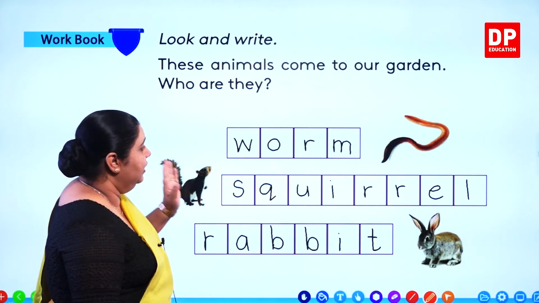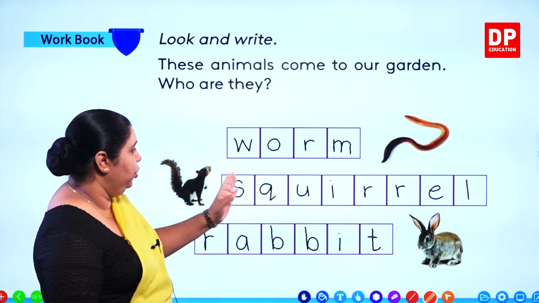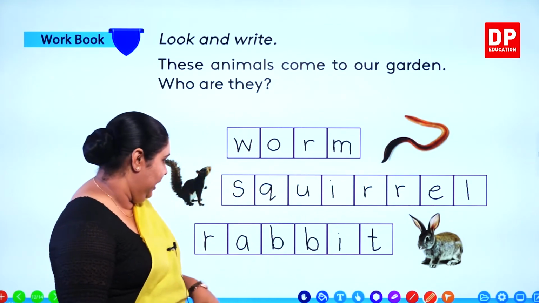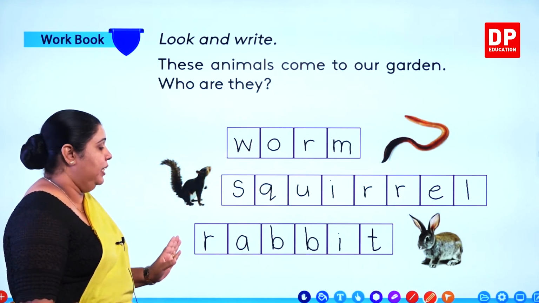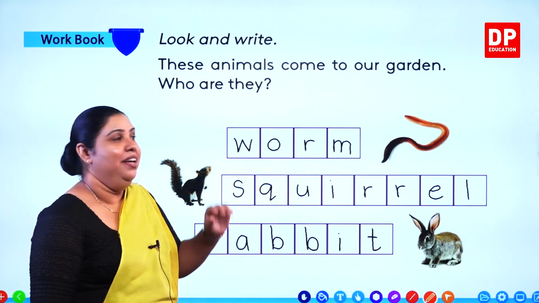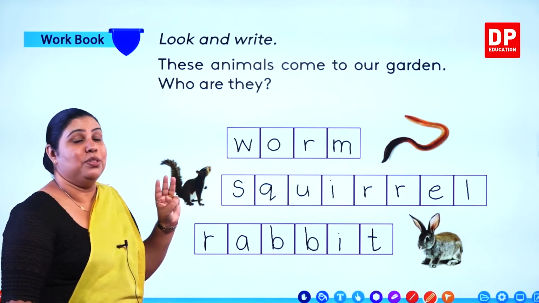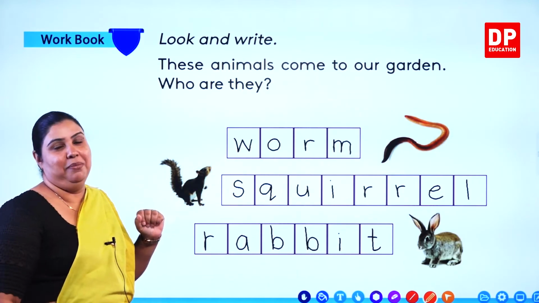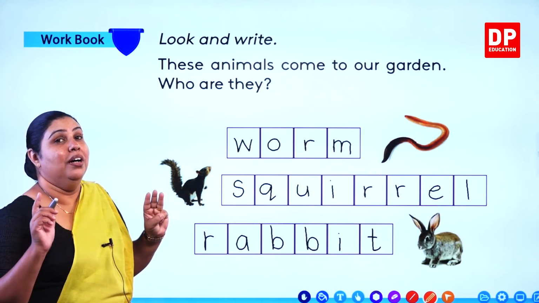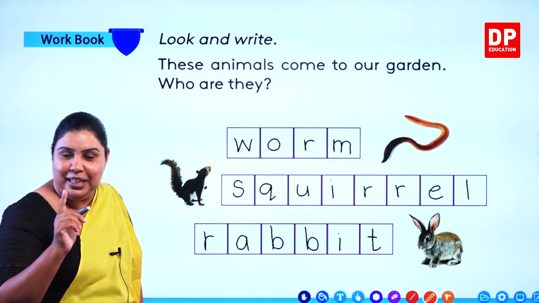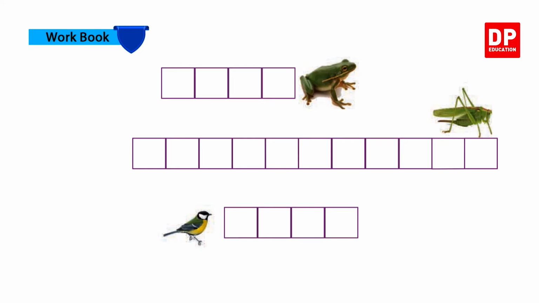Then we have the squirrel, S-Q-U-I-R-R-E-L, squirrel. Then we have the rabbit, R-A-B-B-I-T. Okay, we have written 3 names of 3 animals who come to our garden. We have some more animals. Now they are in your workbook, so you have to turn to that page and we are going to write the names like this.